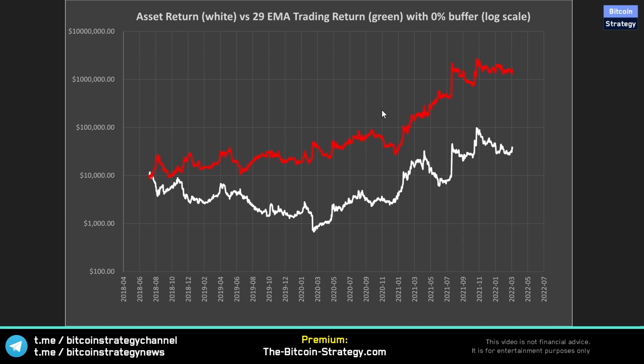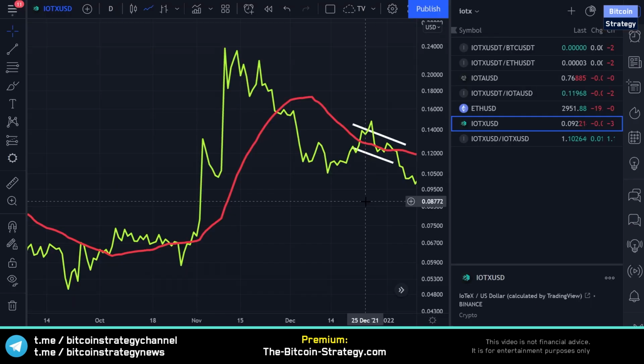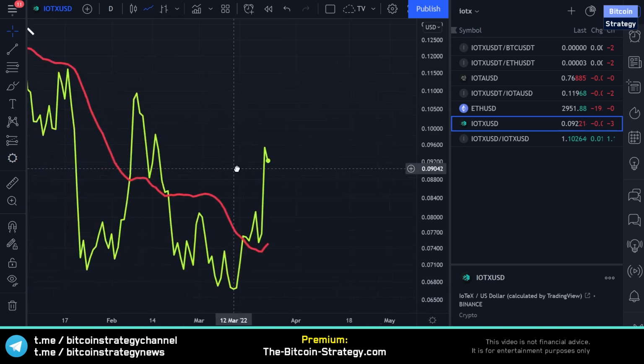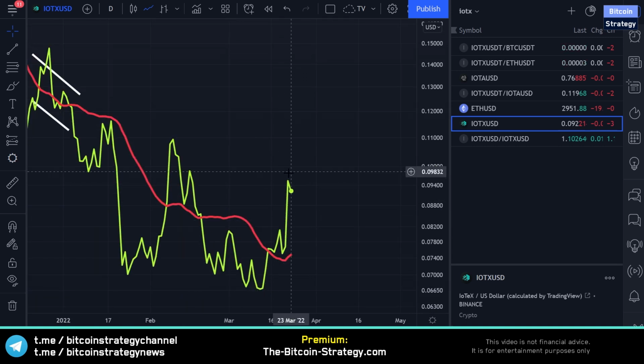And I find this very, very encouraging. This is again the 29-day exponential moving average without any buffer. We do have our little mini crashes as well, right? But over the long term, this is quite constantly appreciating. That's the power of the 29-day exponential moving average for IoTeX. Currently, by the way, we are above that moving average quite decisively, actually.